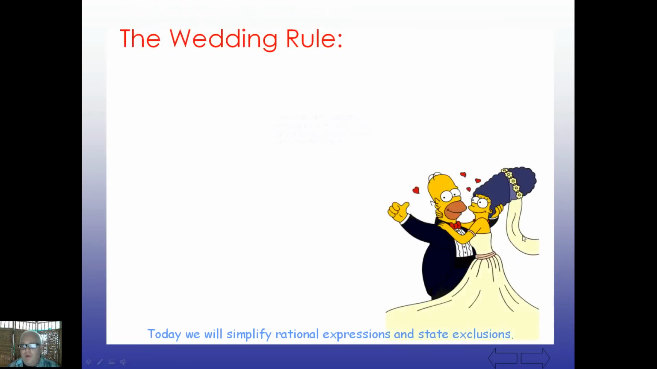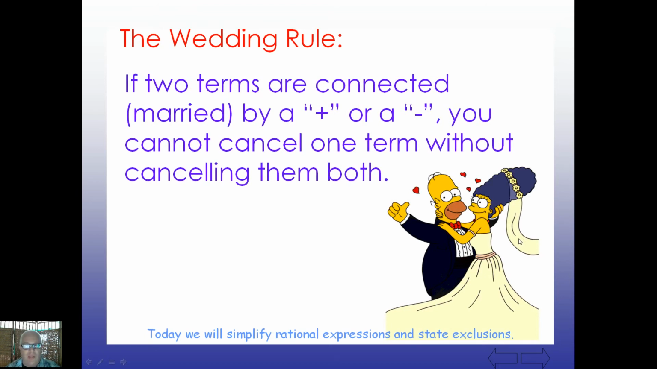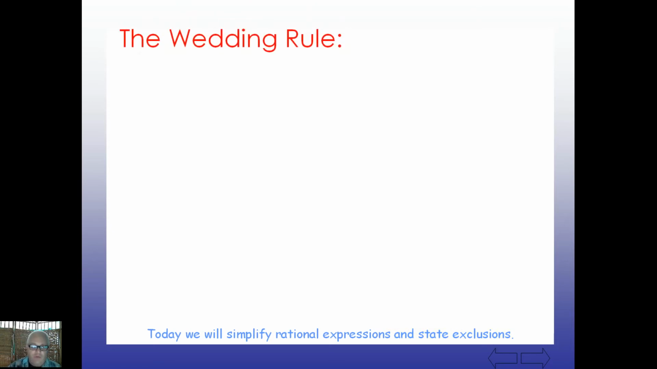All right, here's something we call the wedding rule. If two terms are connected or married by a plus or a minus, you cannot cancel one term without canceling them both. So the wedding rule treats two terms as one expression that you have to work with. Like a husband and wife, two separate people get married, they become one family unit.